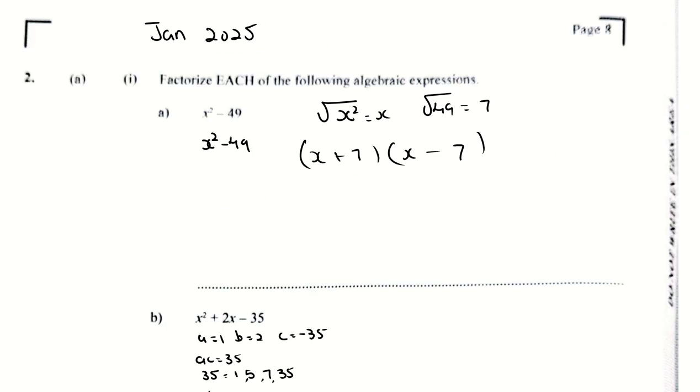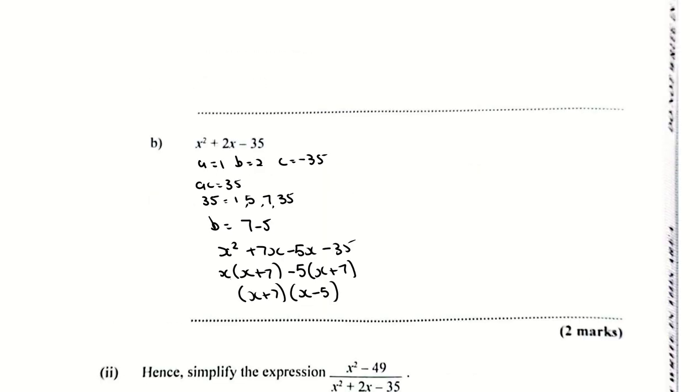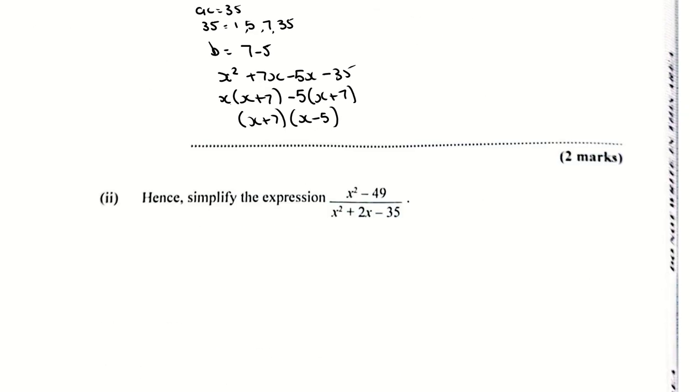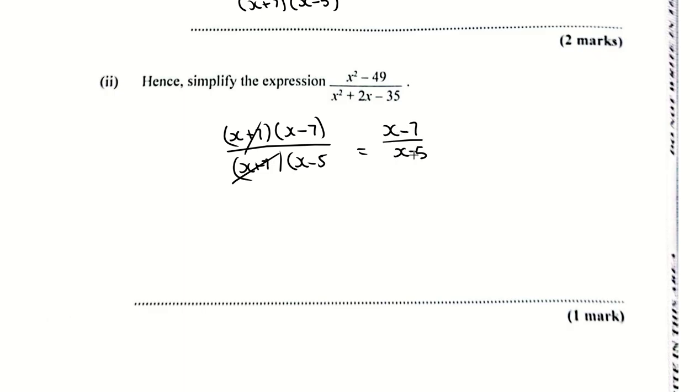Hence simplify. So anytime you see the word hence, please note that they're asking you to use the information that you have used before or solved before. How would you solve this? So I have the factorization of x squared minus 49, which was x plus 7 by x minus 7, and this here, x squared plus 2x minus 35, was x plus 7 by x minus 5. We know that this and this will cancel out, so it will convert to x minus 7 over x minus 5, and that is your answer for this right here.